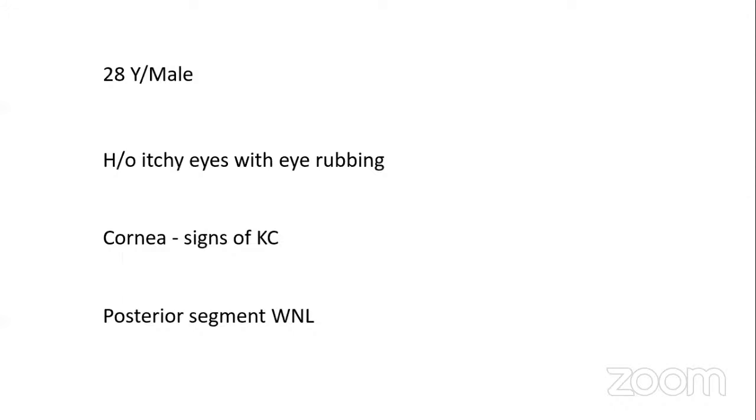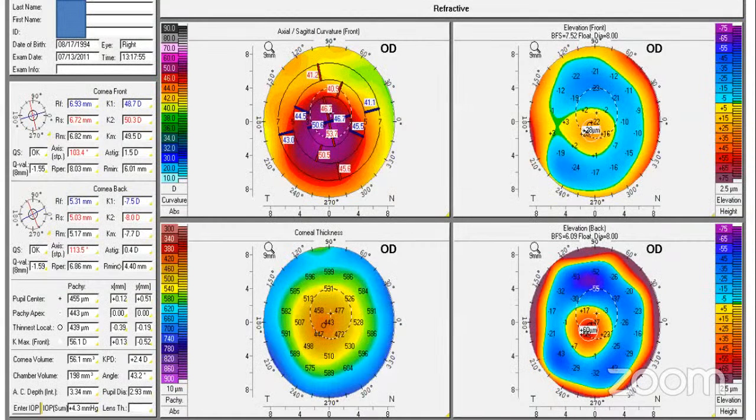On slit lamp examination, the positive findings we found in the cornea were paracentral corneal thinning, especially in the inferior cornea, and other signs classical of keratoconus like Vogt's striae, Fleischer's ring, and prominent corneal nerves. In retinoscopy, we also observed a scissoring reflex. So we ordered a Pentacam, and the Pentacam revealed keratoconus in both eyes, which is very evident, mild in the left eye and moderate in the right eye.